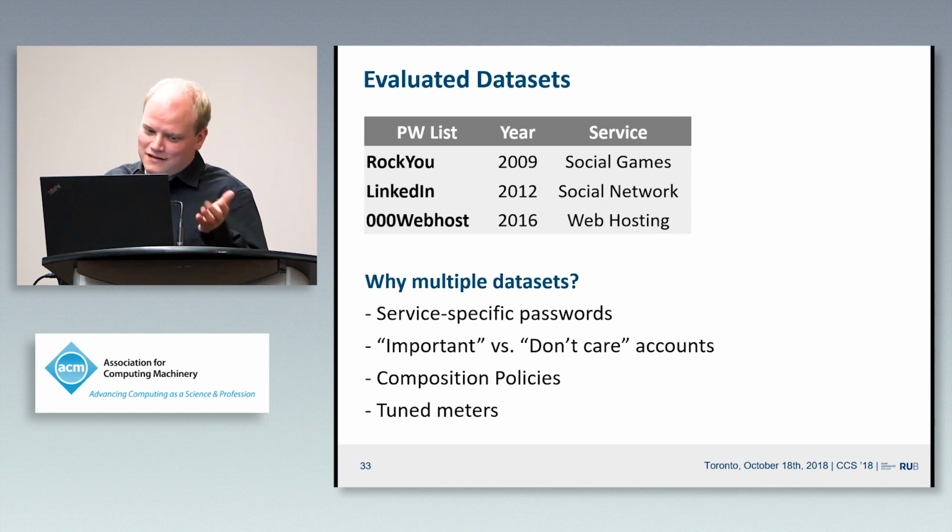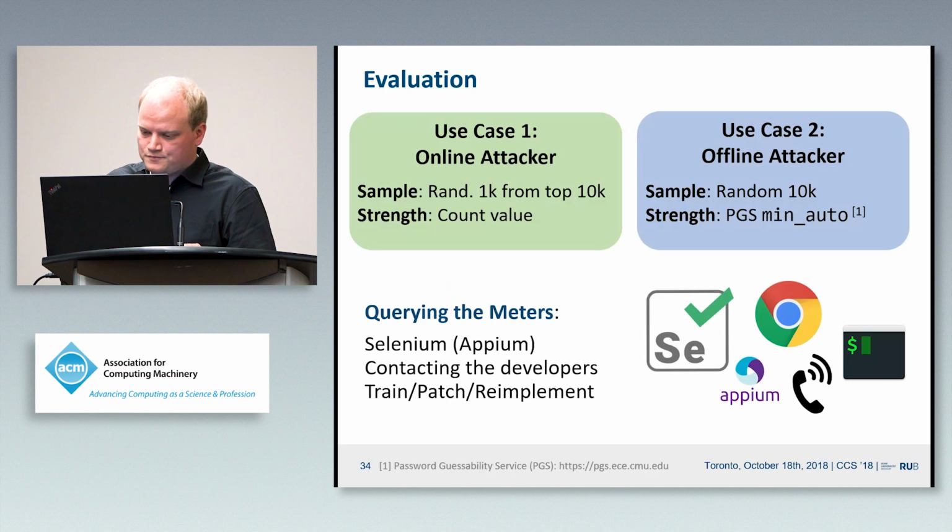Now, as might come up, why did we use 3 different data sets? As mentioned before, there might be service-specific passwords. For example, "rockyou" occurs in the RockYou leak more often than in the LinkedIn leak. And there are important accounts and so-called don't care accounts that are really unimportant. There are password composition policies that influence password distribution a lot. And some password strength meters that we evaluated might have been tested and trained and evaluated during development on a specific leak, especially RockYou is such a candidate because it's very old. And that's why we tested multiple data sets.